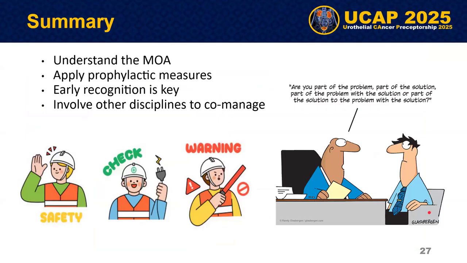So in summary, to understand the mechanism of all these drugs is very important as we can potentially identify the toxicity that is associated with it, and we can understand how actually cancer cells are being killed in these cases. Again, prevention is better than cure. So applying prophylactic measures is also very important as we can potentially prevent very disabling or life-threatening toxicities. Early recognition is key, but we can only recognize if we know what are the potential complications that we should watch out for. Lastly, we can involve other disciplines to co-manage. As we know, medicine is never a one-man show.